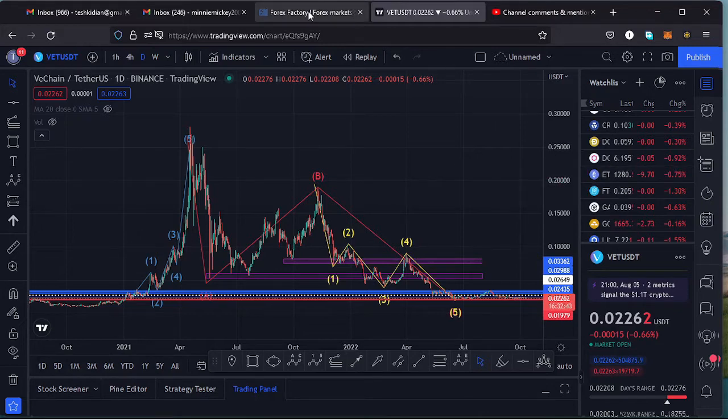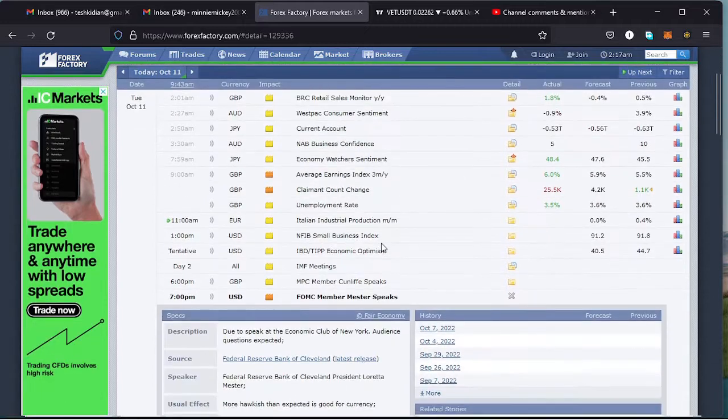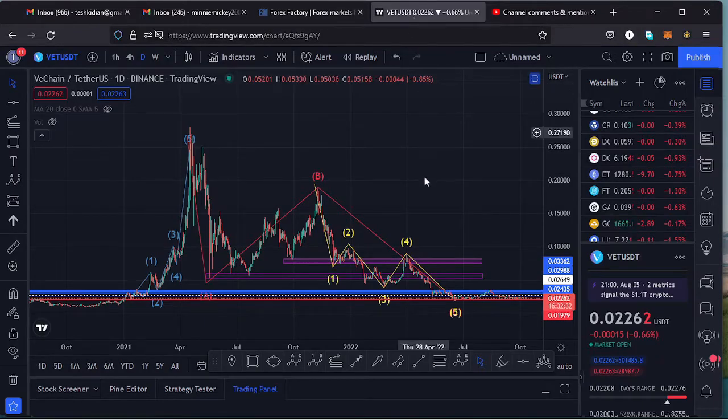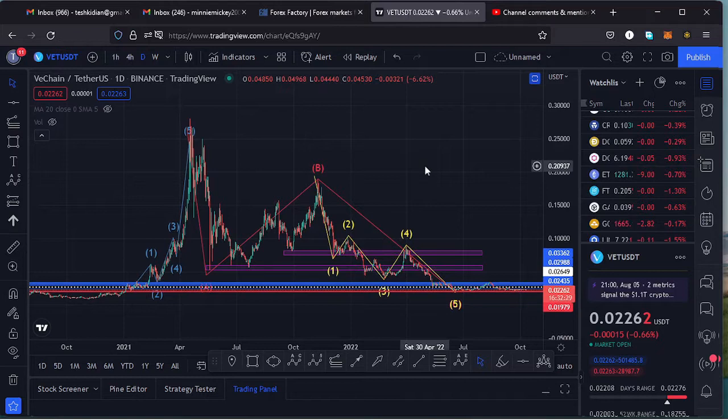If I jump to the Forex Factory, you can see that down here we have FOMC meetings, and that's what we can attribute to whatever we are seeing here on the crypto market too, because we have those news. That's why we are seeing a bit of an increase in volatility here on the crypto market.